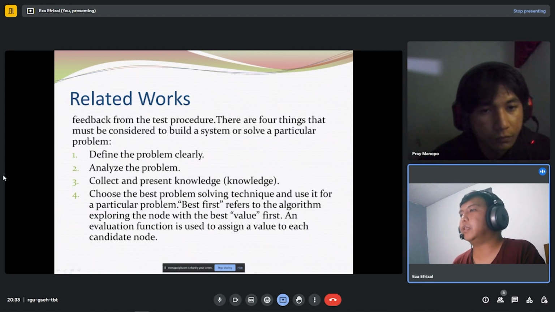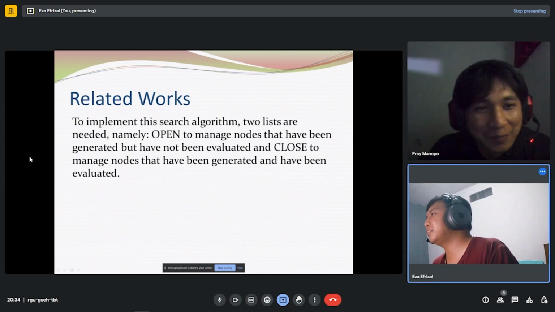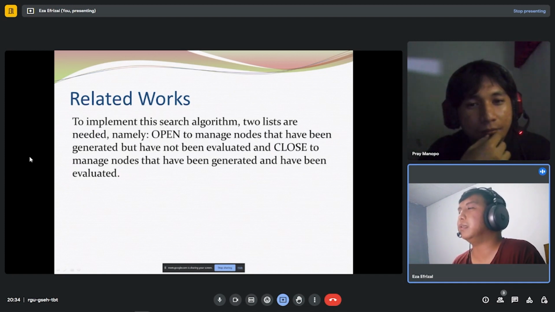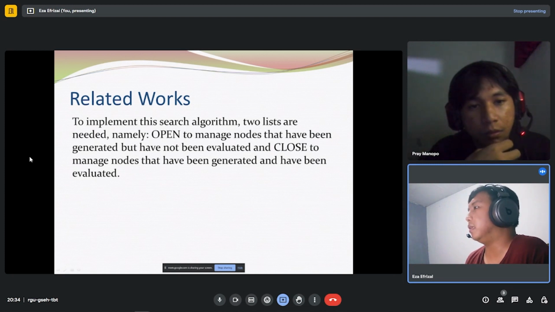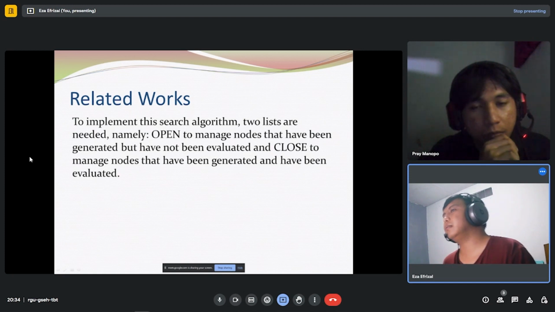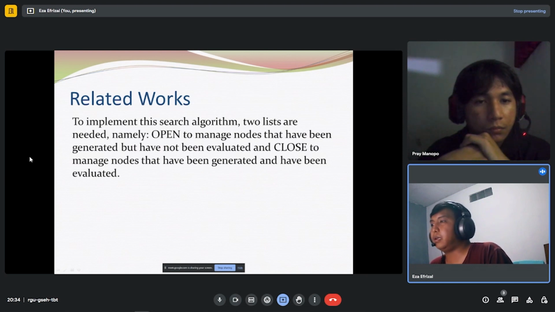Best first refers to the algorithm exploring the node with the best value first. An evaluation function is used to assign a value to each candidate node. To implement this search algorithm, tools are needed, namely open. Open is to manage nodes that have been generated but have not been evaluated. And the second one is close. Close is to manage nodes that have been generated and have been evaluated.